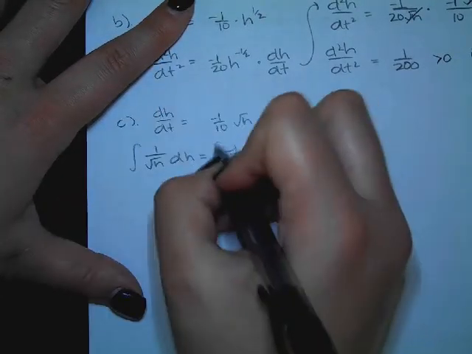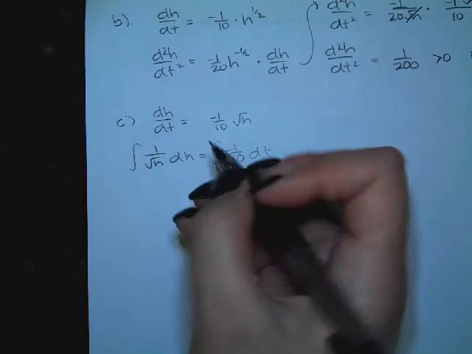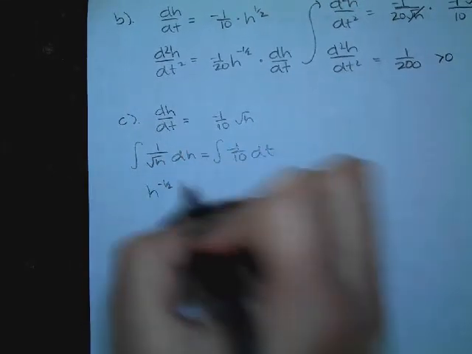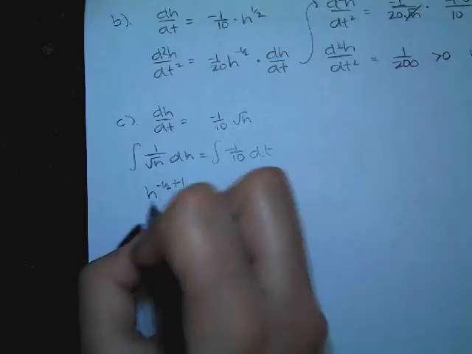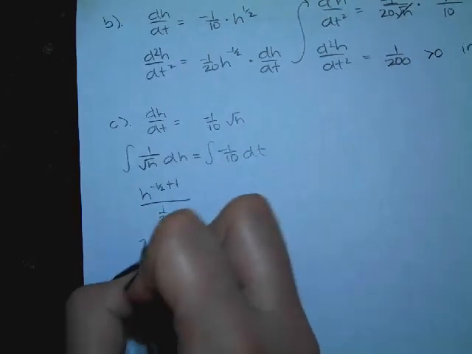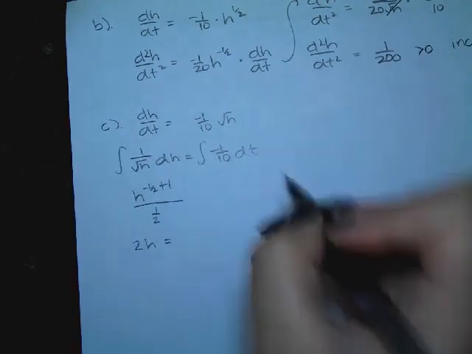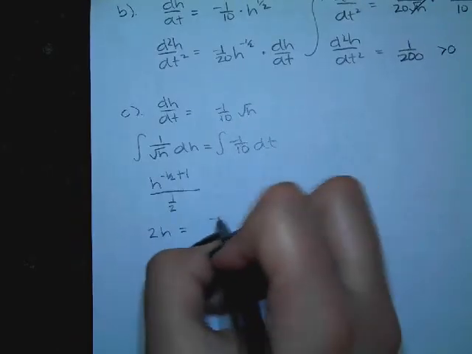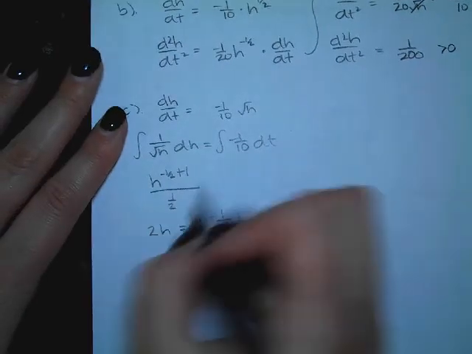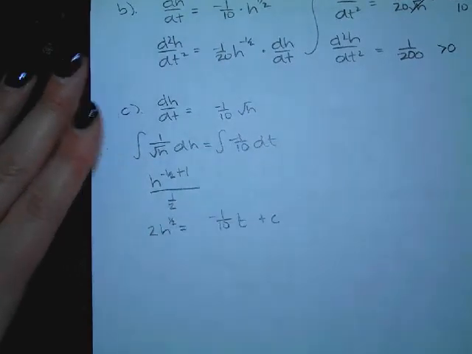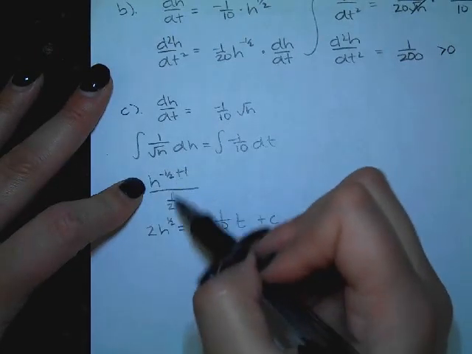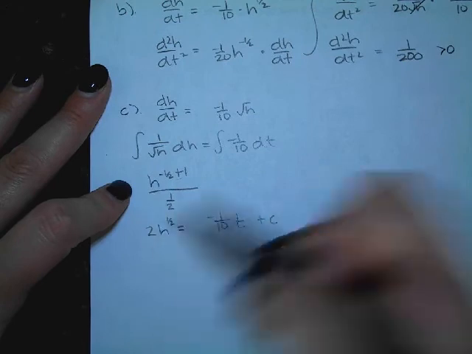I'm going to integrate each side. So that's h to the negative 1/2. I'll just go ahead and write that. h to the negative 1/2. I'm going to add 1 to it, divide by that. So that's positive 1/2. So I've got 2 root h equals negative 1/10 t plus c. Oh, that was to the positive 1/2. Sorry, I missed that. Okay, so this is h to the positive 1/2. It was divided by 1/2, so it was really being multiplied by 2.